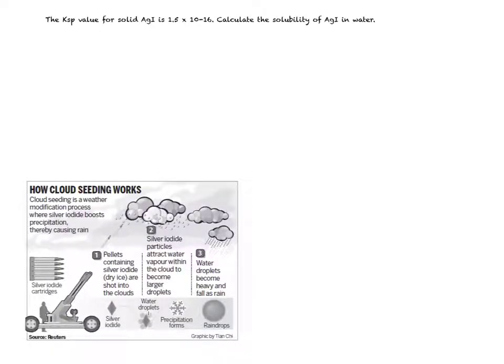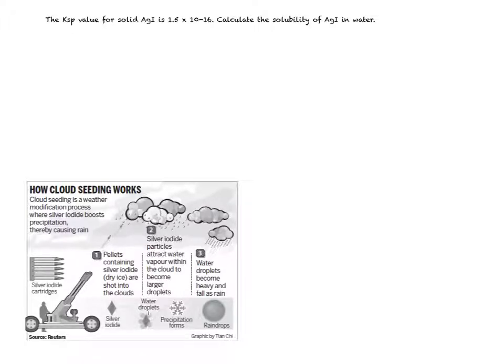So the next kind of problem is actually the reverse situation of the one we did in the first slide. Here we're given the Ksp value, and we're told to work backwards to find the solubility. If you remember, in the last problem, they gave us the solubility of the salt and asked us to find the Ksp. And here they're asking us to find the solubility of the salt.